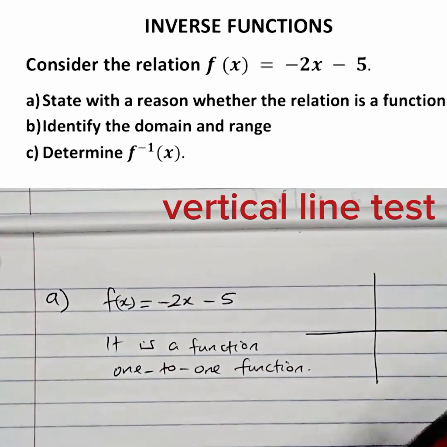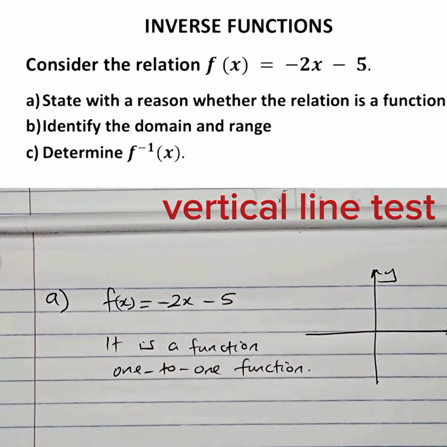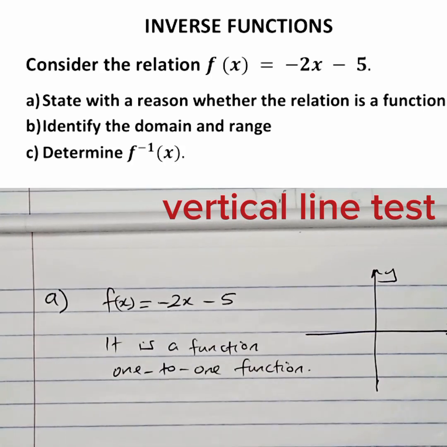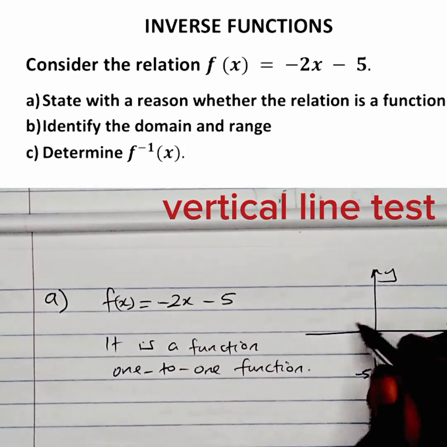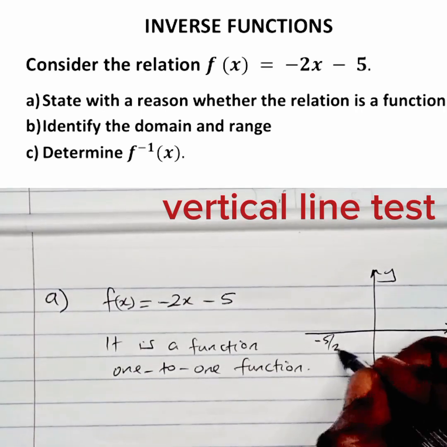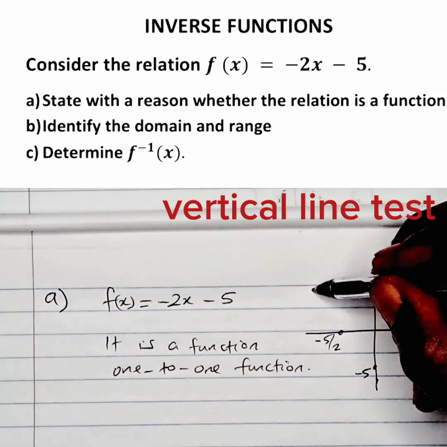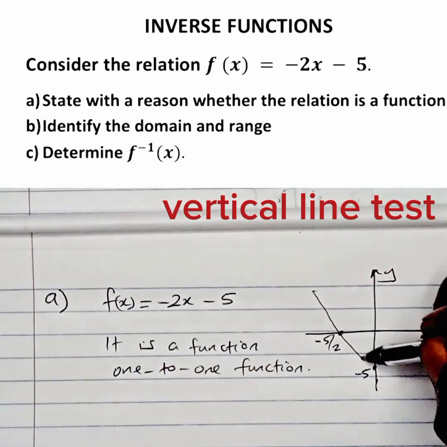You sketch the graph, y-axis there, x-axis there. So if you are sketching this graph, you look for the intercepts. You realize that the y-intercept is -5 and the x-intercept is at -5/2. So just draw a straight line that is joining those 2 points.